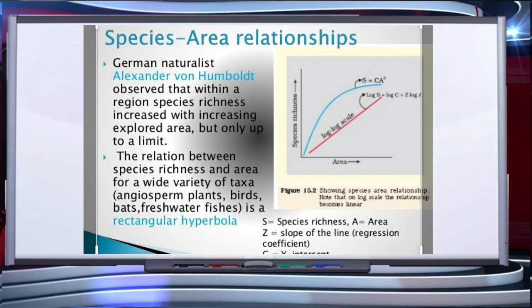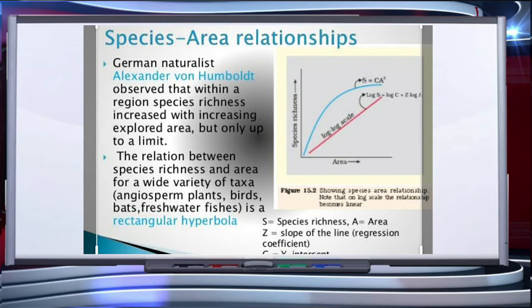Alexander von Humboldt, a German naturalist and geographer, observed that within a region, species richness increased with increasing explored area, but up to a limit. The relation between species richness and area for a wide variety of taxa, such as angiosperms, birds, bats, and freshwater fishes, turns out to be a rectangular hyperbola. This graph is showing the species area relationship.